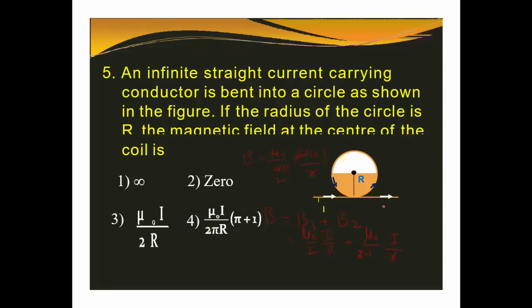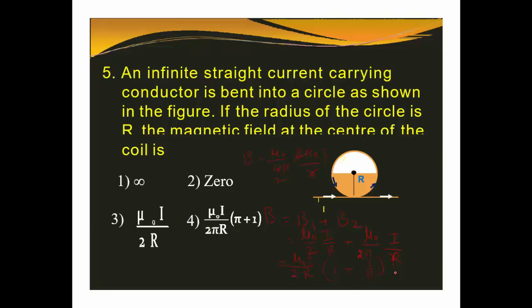This is the formula for a straight conductor. Magnetic field due to a straight conductor is mu naught by 2 pi I by R. After taking common things here, take mu naught I divided by 2R as common. Make this a capital R instead of the small r. If you take them, what remains here is 1 plus 1 by pi.